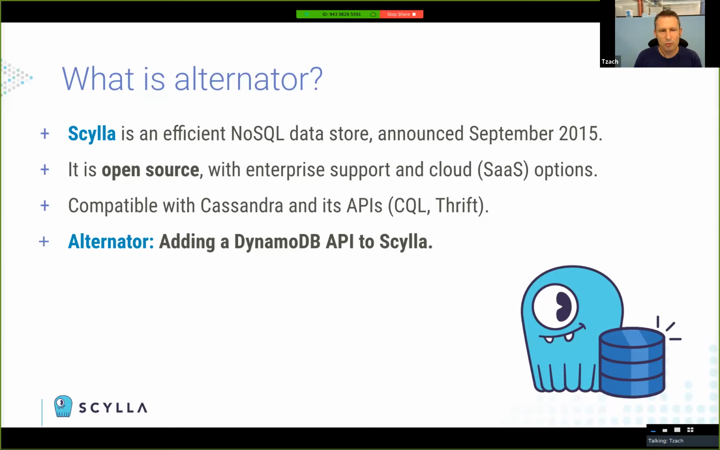It's very different, but the underlying architecture of Scylla is very much the same. It's not like there is a proxy just before the database. Scylla itself, the core database, now supports the DynamoDB API.